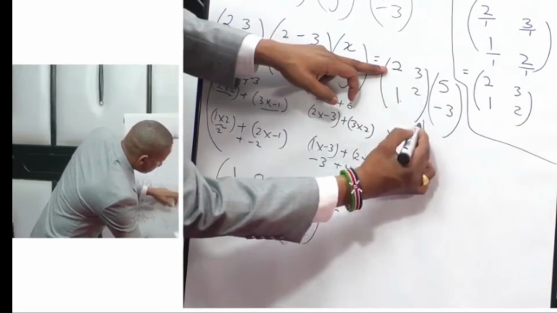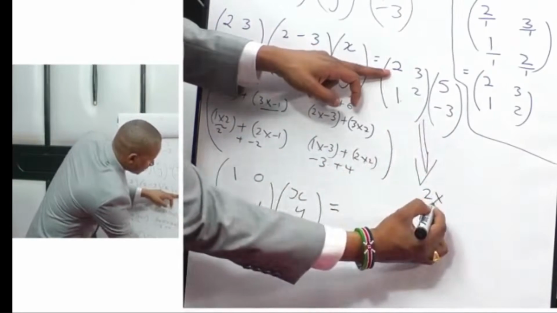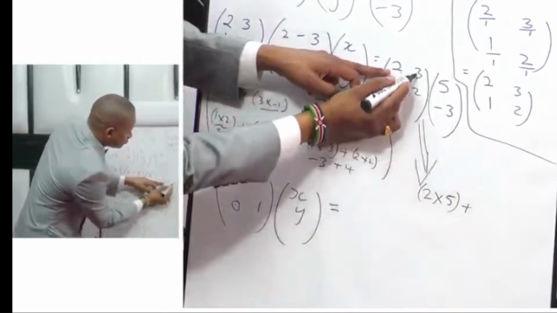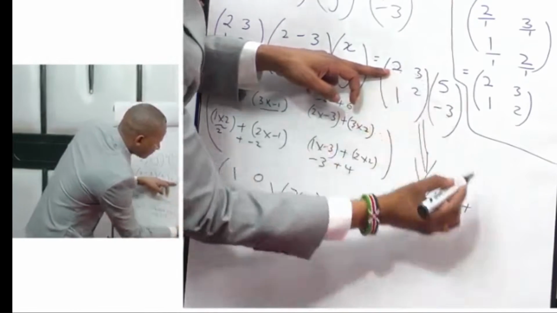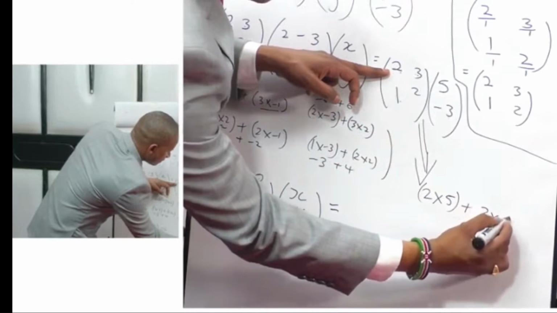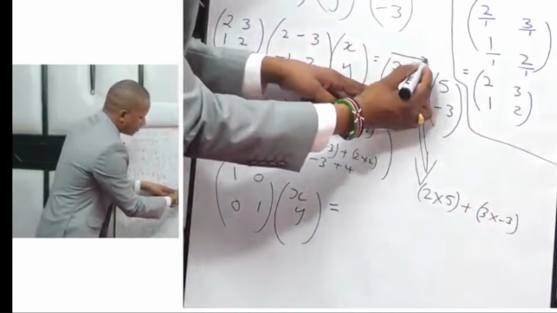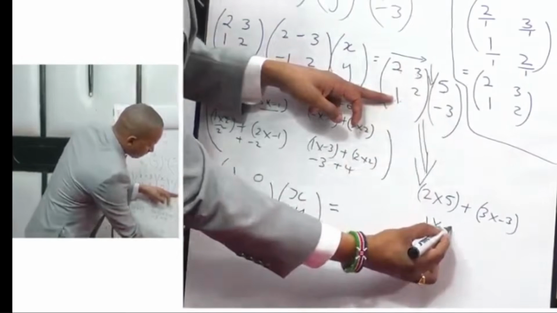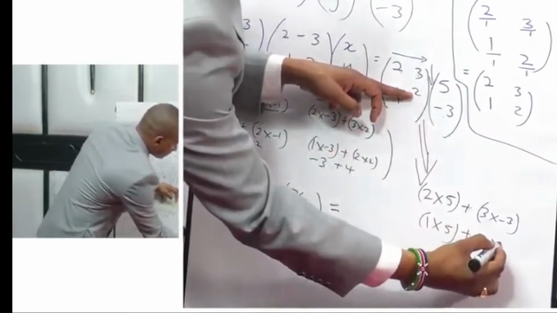Plus minus here. 2 times 5, remember, rows times columns. Plus 1 times 5 times minus, plus 3 times minus 3. Remember, rows times columns: 2 times 1 times 5 plus 3 times minus, plus 2 times minus 3.